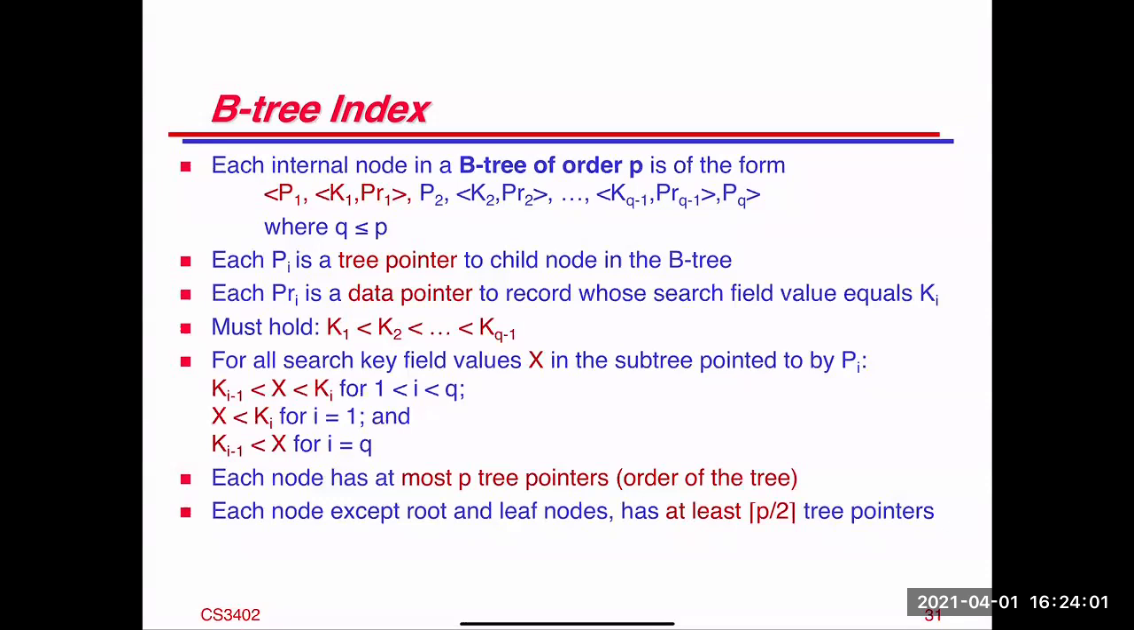Each node has at most P tree pointers. It can, of course, have fewer. So we say it can have up to Q tree pointers, where Q is at most P. We say P is the order of the tree because it gives you the maximum number of tree pointers that it can have, and also it gives you an upper bound on the maximum number of these key and data pointer pairs that you have. So you have at most P minus 1 many of them.